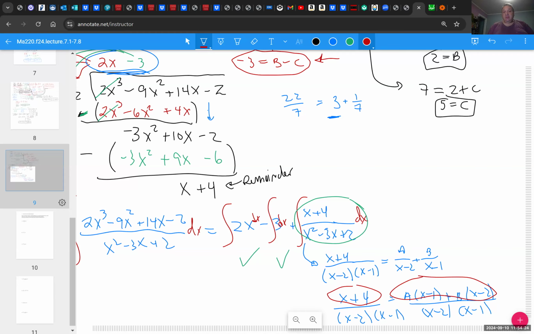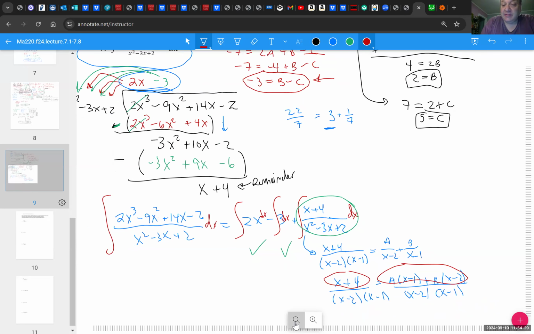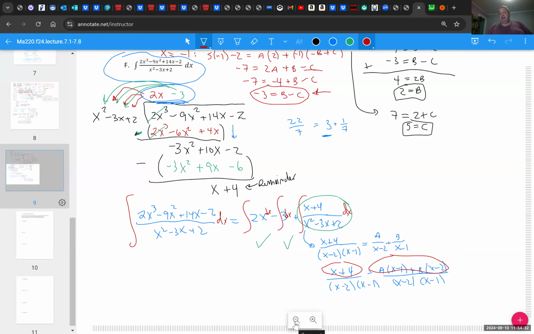So hopefully, even with me not doing all the steps to get you the final answer, you now understand the technique for even example F. When the top is the same size or bigger than the bottom, divide. When you divide, you'll get some whole part, like 2x minus 3, and some remainder part. The whole part is just integrating 2x minus 3 in this situation. Then you integrate the remainder, x plus 4 over whatever denominator, typically just using the normal partial fractions.